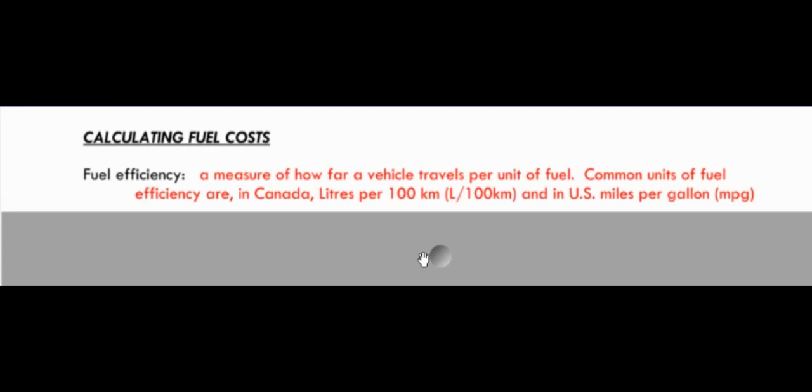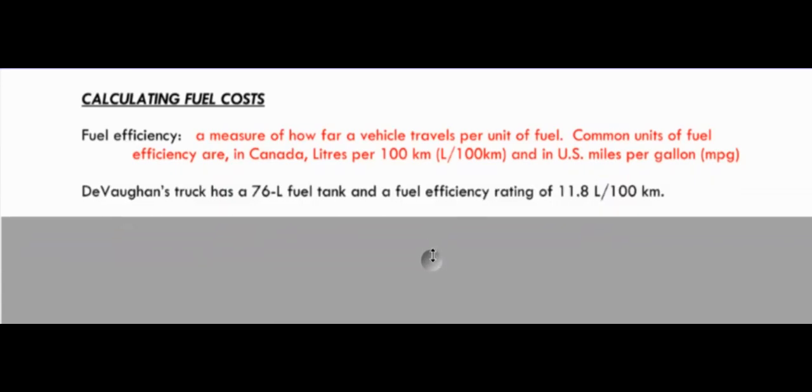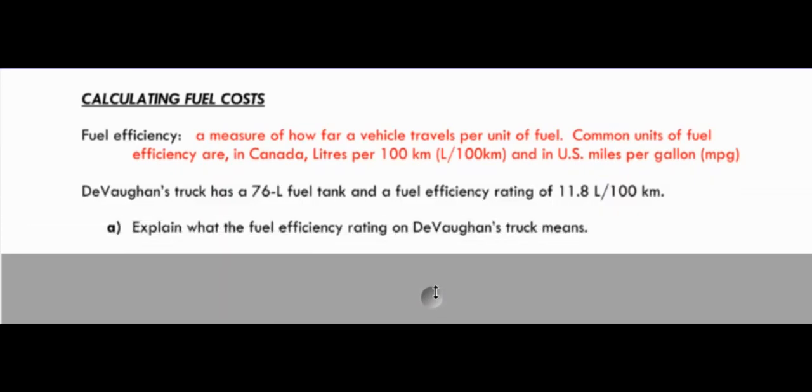One concept we need to understand is fuel efficiency. Fuel efficiency is the measure of how far a vehicle travels per unit of fuel. Common units of fuel efficiency are, well, in Canada we use liters per 100 kilometers, or in the United States they might use miles per gallon. So we have a scenario here of Devon's truck. It has a 70-liter tank and a fuel efficiency rating of 11.8 liters per 100 kilometers.